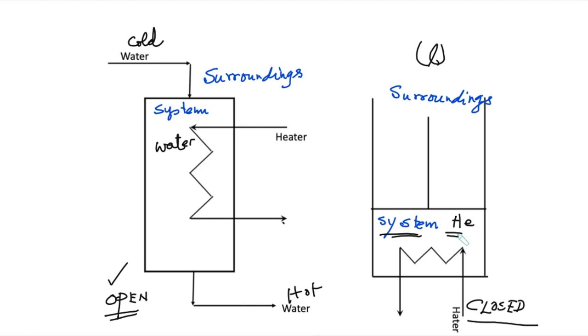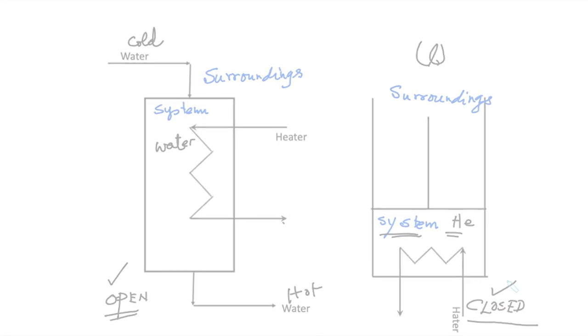In this particular case, the exchange of mass is not allowed, because whatever helium is here remains fixed and remains inside the piston cylinder system. So there is no exchange of mass between the system and the surrounding, but there is an exchange of energy between the system and the surrounding. So this is an example of a closed system.